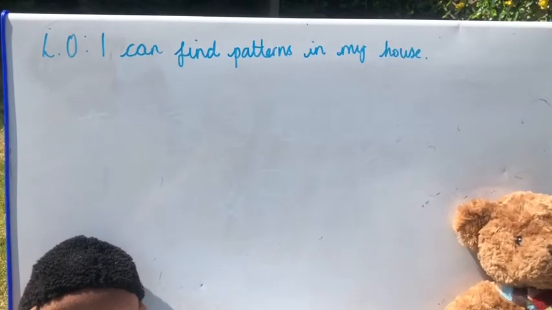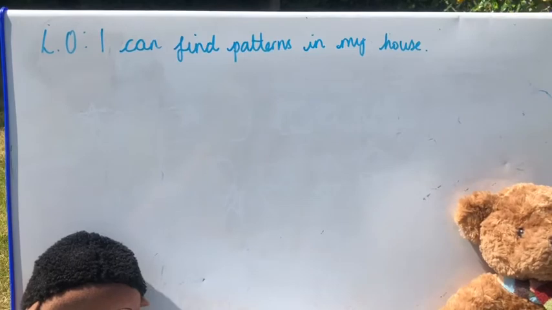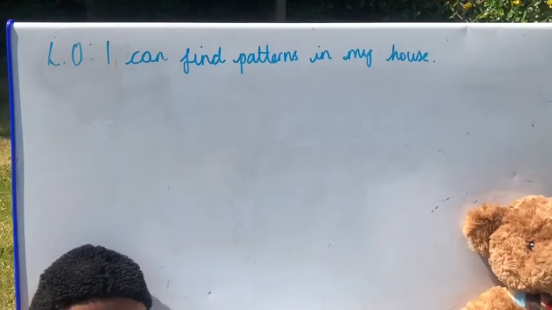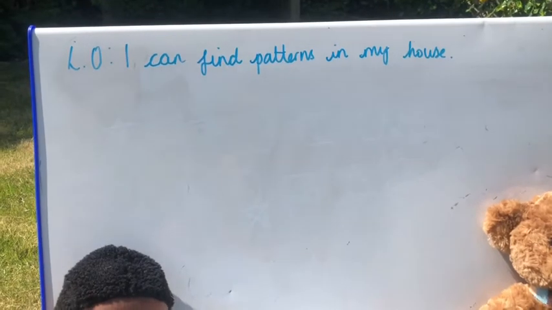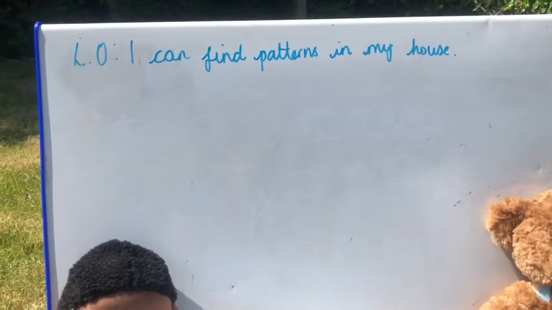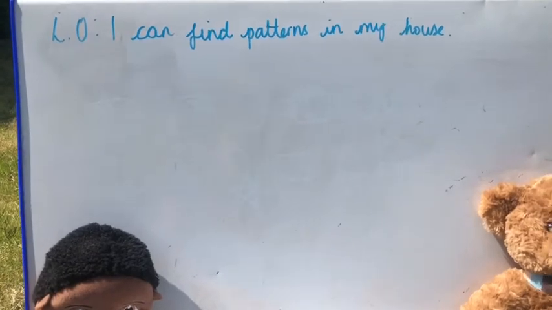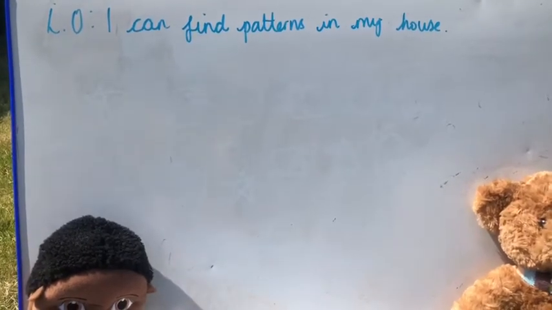So I'm going to take you guys with me and we're going to go and have a good old look. And if you really want to challenge yourself, you can try and work out what kind of pattern it is. So is it an AB, is it an ABC, is it an AAB, okay? We'll have a look and see. Shall we get started? I'm very excited, let's get going.